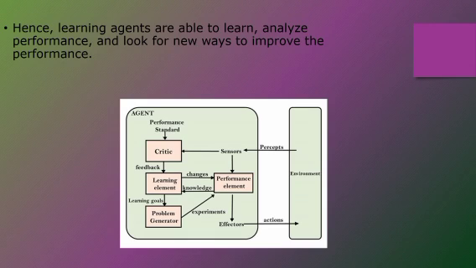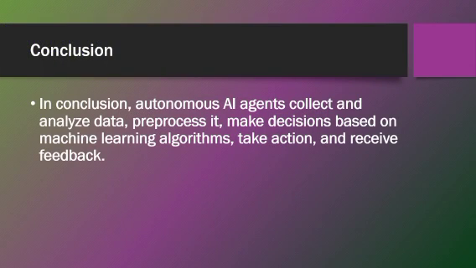Conclusion. In conclusion, autonomous AI agents collect and analyze data, pre-process it, make decisions based on machine learning algorithms, take action, and receive feedback.